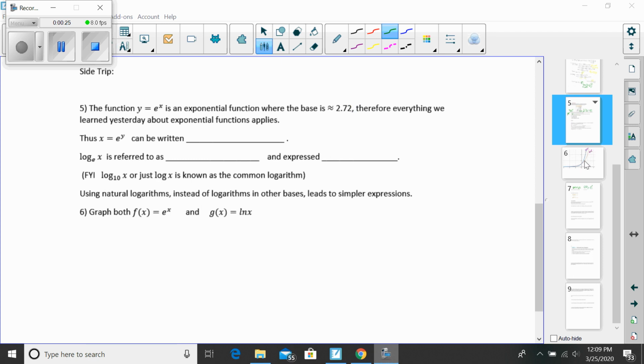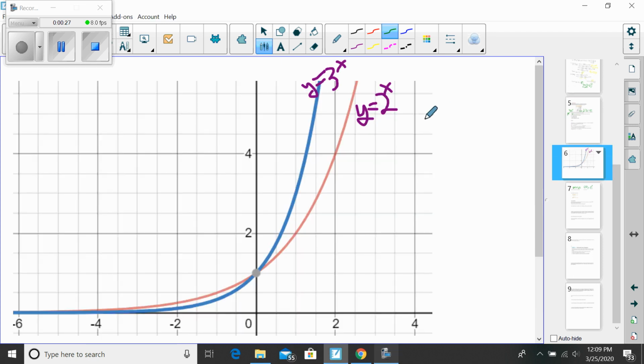And I went to Desmos, and I graphed y equals 2 to the x, and I graphed y equals 3 to the x. All of these exponential functions, of course, go through the point 0, 1, because anything to the 0 power is 1. And so e to the x would go right along in between here. Because it has a base closer to 3 than to 2, but it has a base in between 3 and 2.